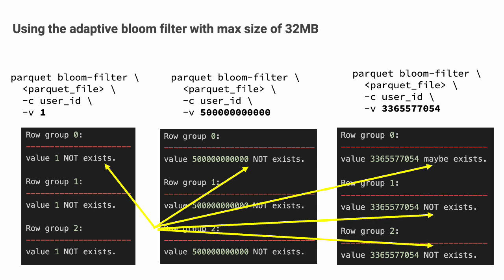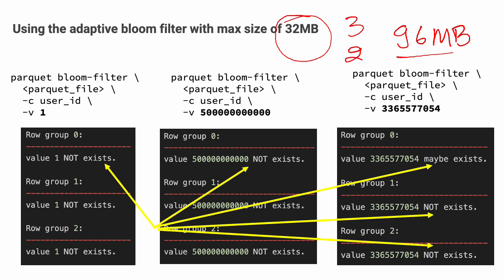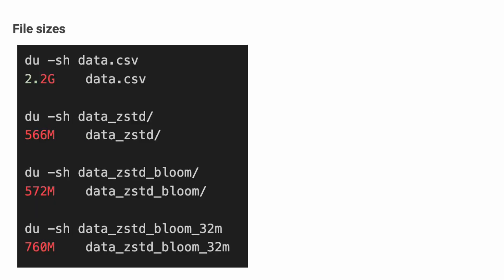However, Bloom filters have a downside that they will increase the size of your Parquet files. Now think of this example where you are using 32 megabytes for the Bloom filter only for the user ID column. And if you have 3 row groups, then there will be additional 96 megabytes of Bloom filter for every Parquet file. And if you have 2 Parquet files, then you just multiply it by 2. And that is also evident from the file sizes.